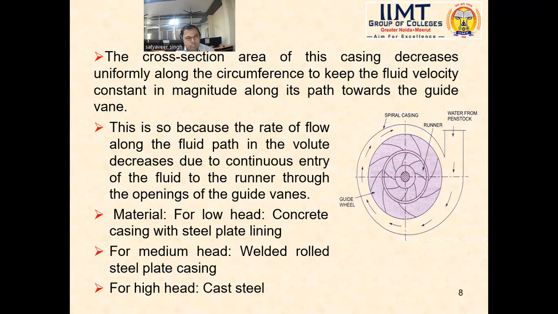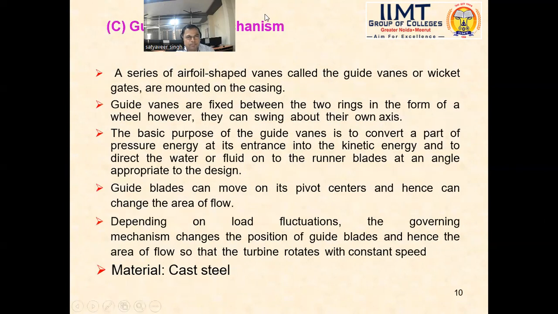this is so because the rate of flow along the fluid path in the volute decreases due to the continuous entry of the fluid to the runner through the opening of the guide vanes. As far as the material is concerned, for low head, a concrete casing with a steel plate lining is required, and for the medium head, a welded rolled steel plate casing is required. And for the high head, a cast steel plate casing is required.